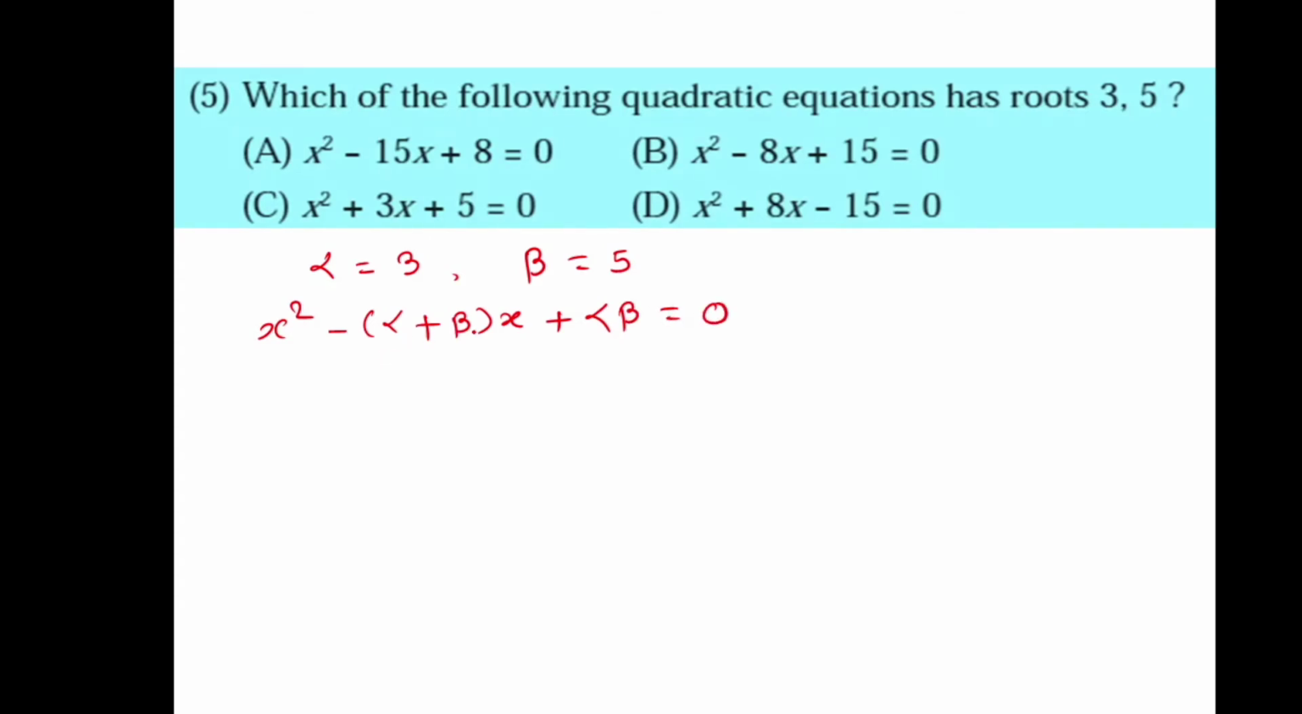0. So to get the coefficient of x, we should add the two roots along with the negative sign, and to get the constant term we should multiply these roots. So by having the roots of a quadratic equation, we can get the equation as x square minus (alpha plus beta) into x plus alpha beta that is equal to 0.